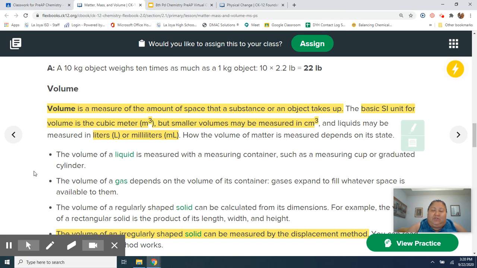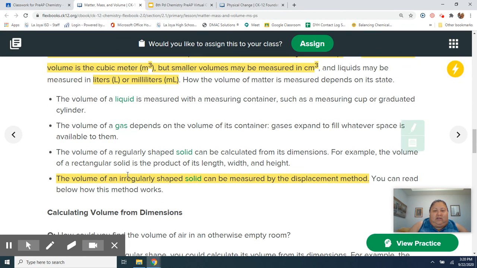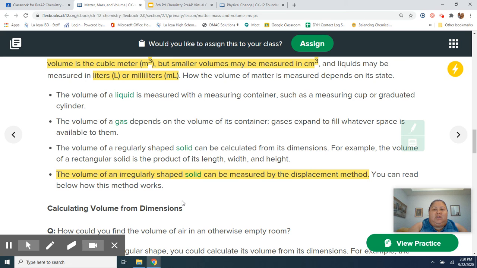Why? Because we're usually dealing with small numbers. The only one that was in grams per liter or cubic meters was gases, because gases are way different. How the volume of matter is measured depends on its state. So there's different ways to measure matter.